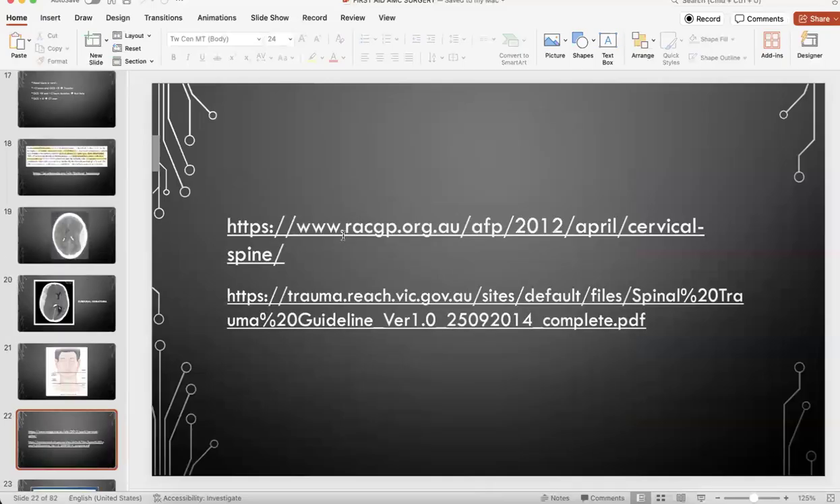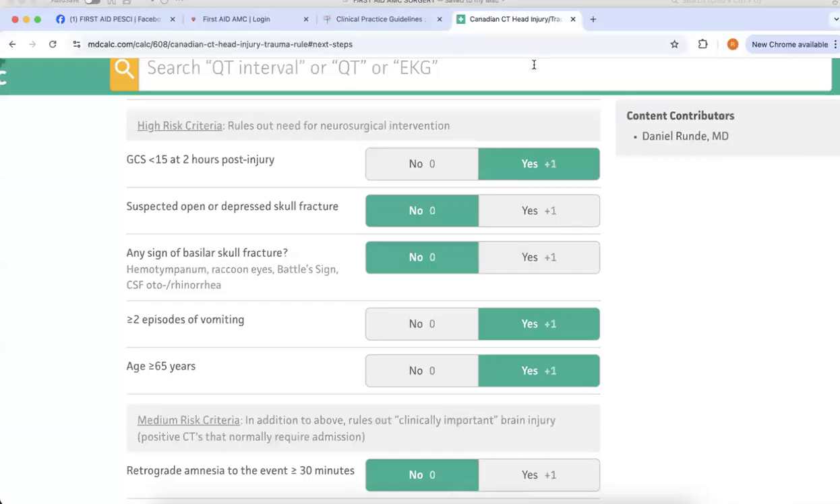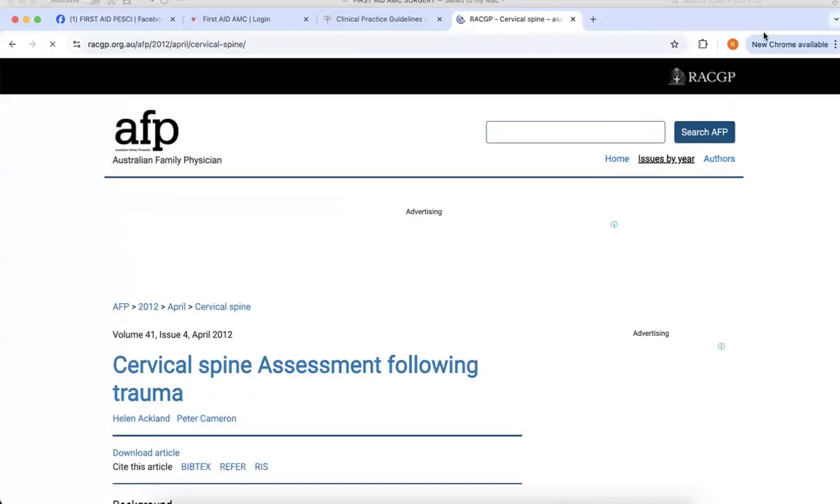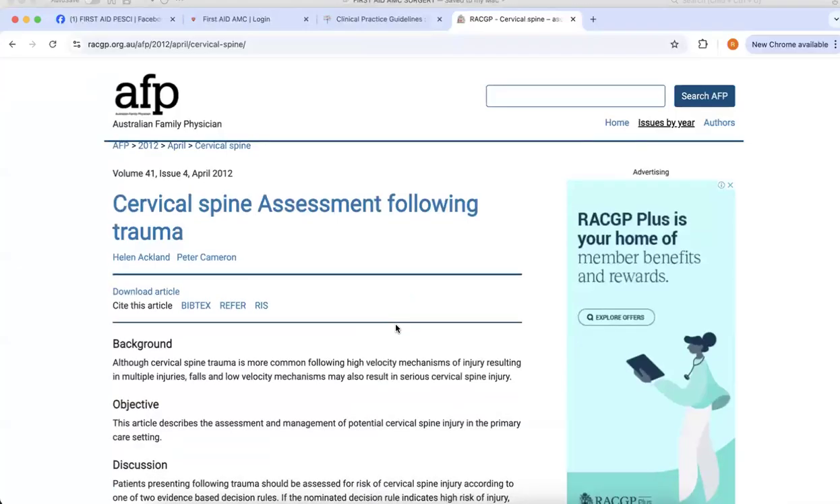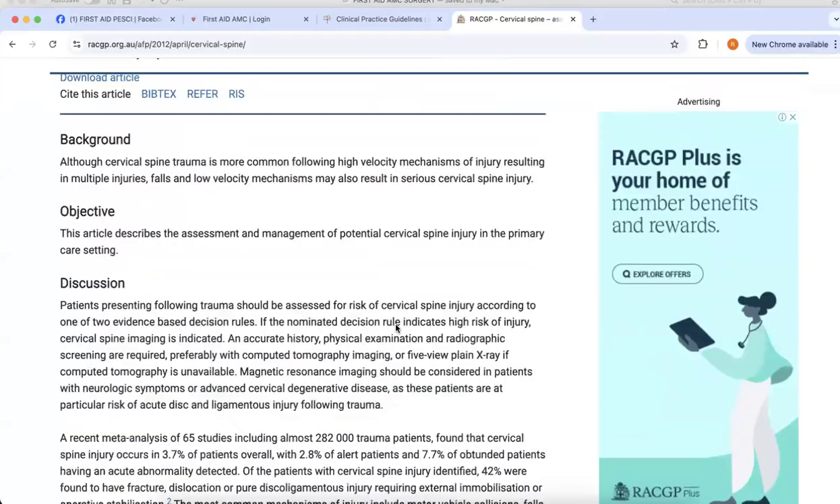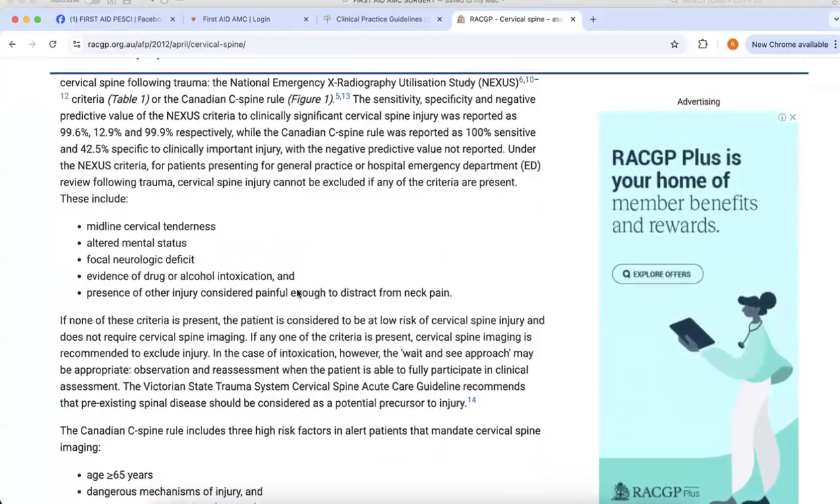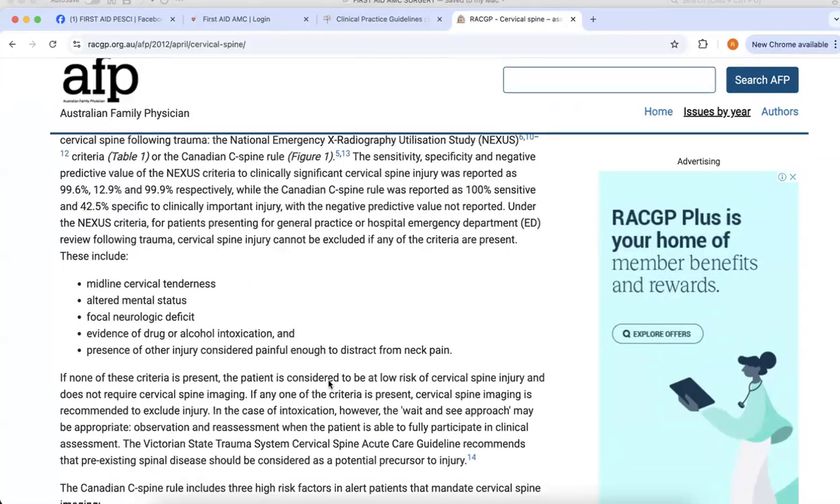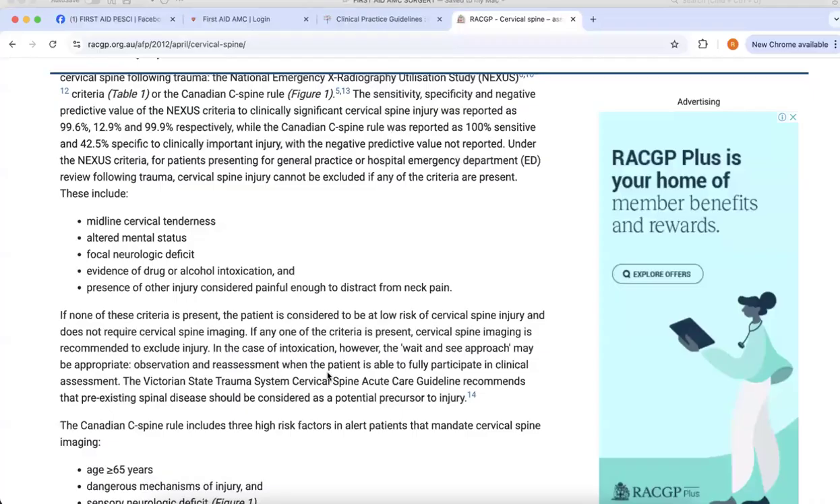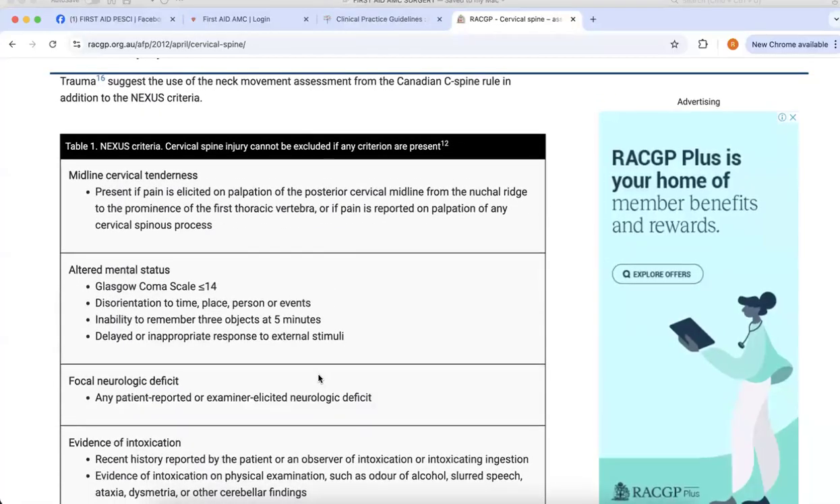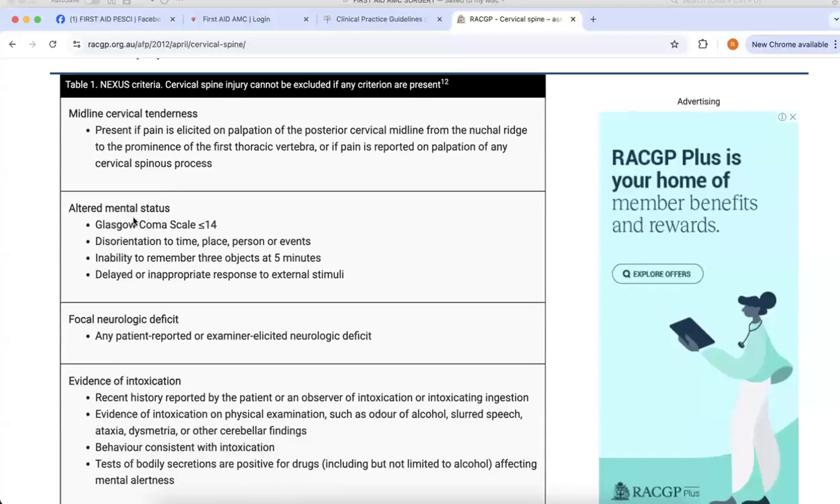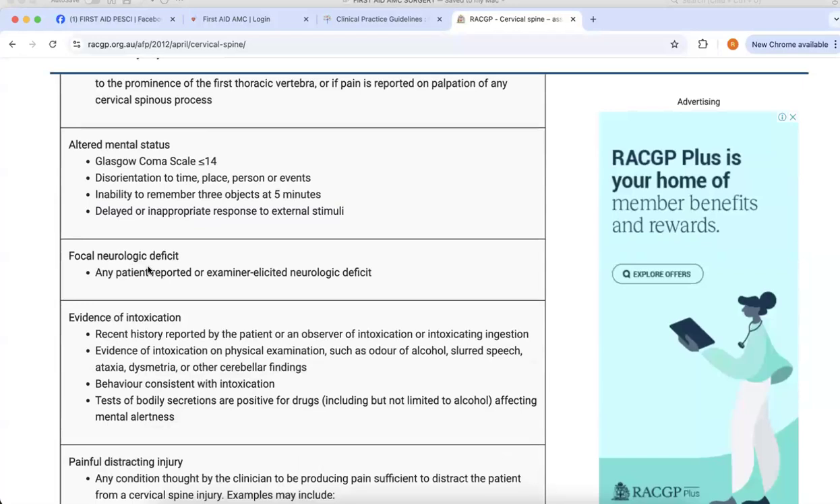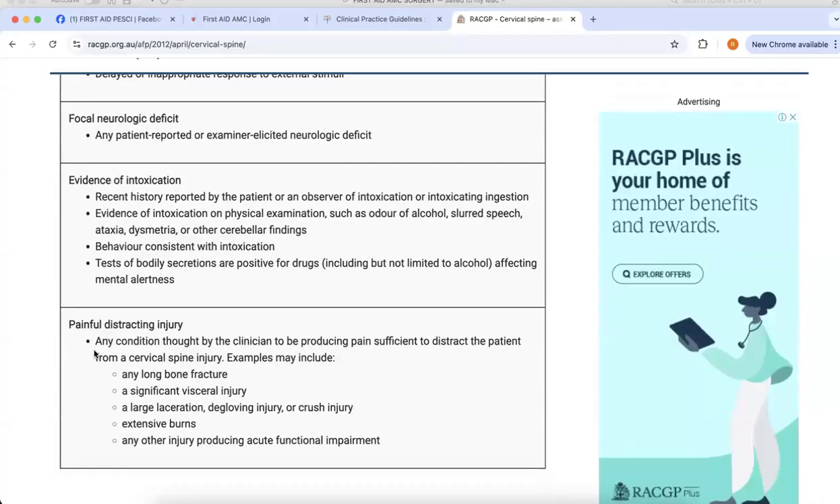Cervical spine injury is pretty important, comes in the exam a lot. So there is a RACGP guideline for that as well. Go through this guideline, but we normally use the NEXUS criteria. The NEXUS criteria give us specific signs where a patient has high risk of cervical spine injury. So we use it to decide whether we want to do any kind of imaging. The NEXUS criteria include midline cervical tenderness, altered mental status, focal neurological deficit, evidence of intoxication, or painful distracting injury.